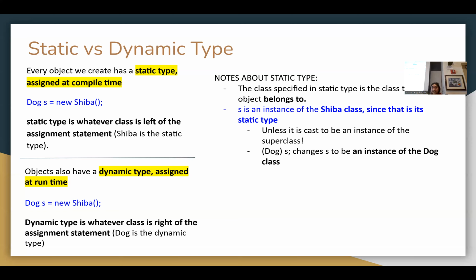One quick exception is casting. This should say, and that second bullet over there should say Shiba instead of Dog, my mistake. But if an object is cast to be something different than its static type, then the class that the object belongs to changes. Otherwise, the class the object belongs to is going to be whatever its static type is. Does that make sense to everyone so far? Okay, cool.